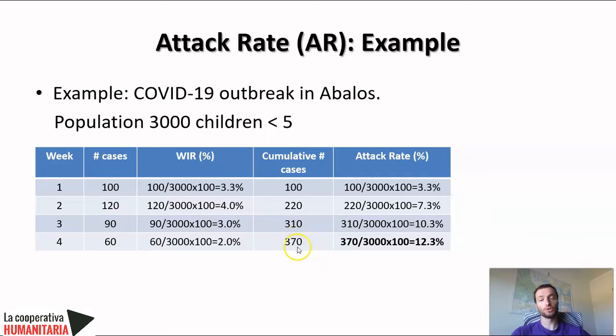And that's what we use for the attack rate. So 370 divided by 3,000 multiplied by 100, 12.3% of the population affected by COVID in this case, attack rate. You see the difference. Incidence is new cases, attack rate, total number of cases.